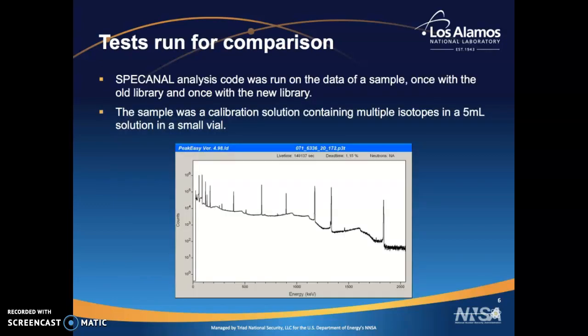Once the libraries have been edited and double-checked, a SpecNL analysis code is run using the data from a calibration solution containing multiple isotopes in a 5 ml solution. Then, the data was collected using counter 172 for 41.9 hours, about 10 centimeters from the detector face. Shown here is a gamma spectrum showing the prominent lines from each of the isotopes in the solution. The SpecNL code identifies peaks and quantifies the isotopes, using the library as its database. This test was run twice, once with the old library data and then with the new library data.